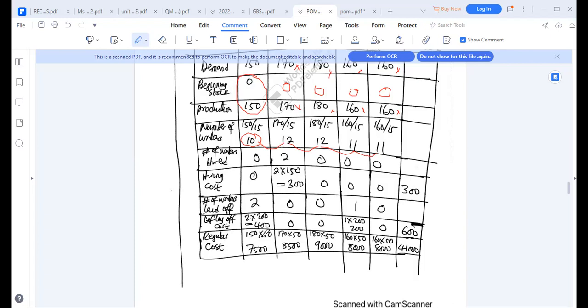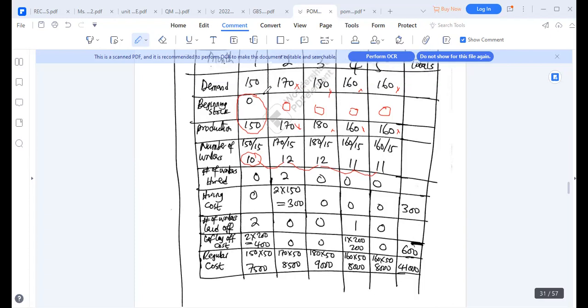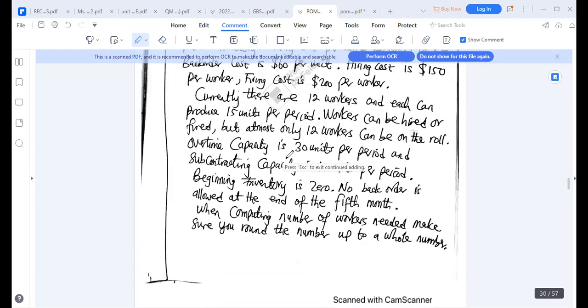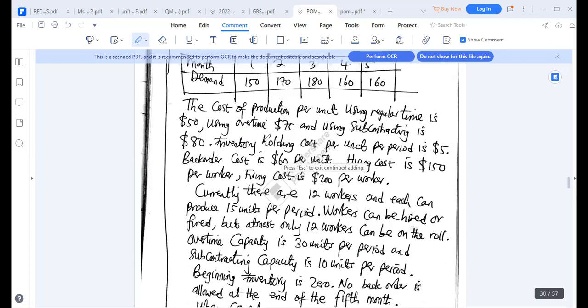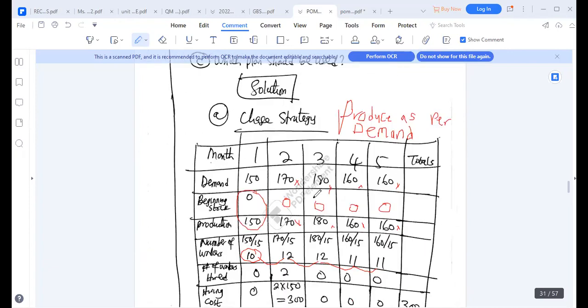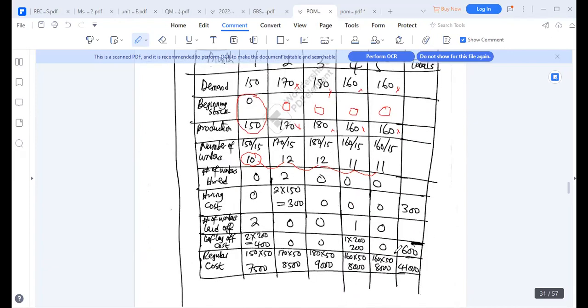Then the regular cost is production units multiplied by cost per unit. That's how we find the regular cost. The regular cost per unit was given in the question. It was $50, and then the hiring cost was 150, the firing cost was 200, and the current workforce was 12. The holding cost cannot apply on this one because we don't overproduce, as we look at the chase strategy. So here the regular cost is 150 by 50 throughout.